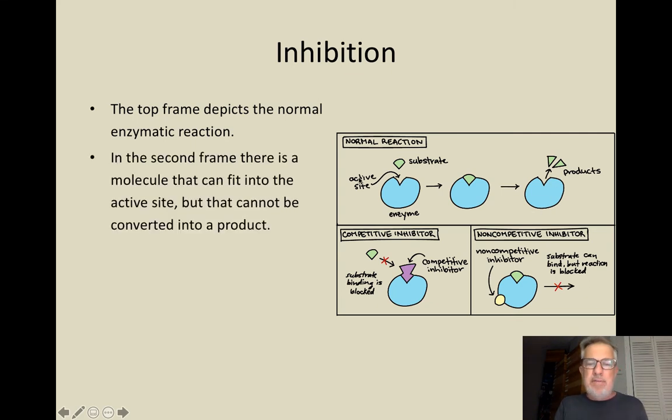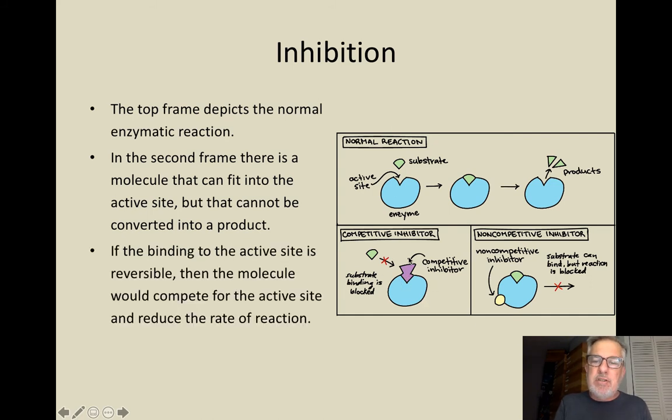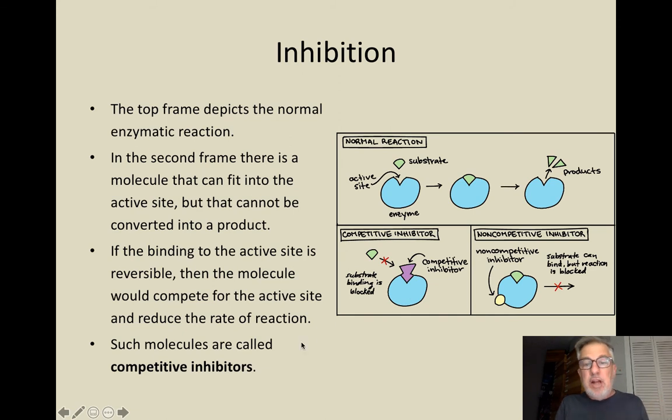But in the second frame, you can now see that here is a molecule that fits the active site but isn't converted into product. And if the binding of this second molecule is reversible, then the molecule would compete for the active site and reduce the rate of reaction. Such molecules are called competitive inhibitors because they compete for the active site. So cells could reduce the activity of an enzyme by releasing a competitive inhibitor.